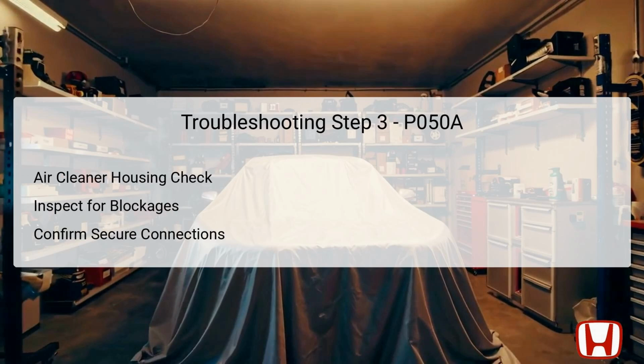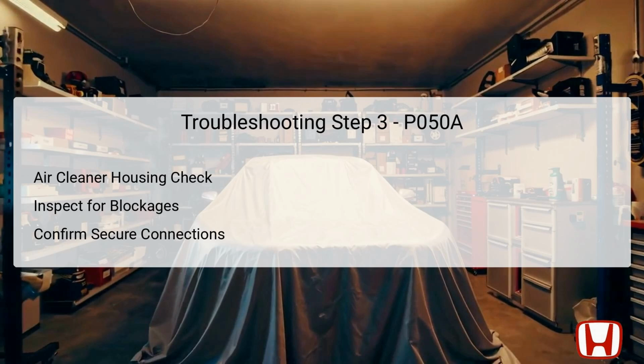Step 3 involves inspecting the air cleaner housing for any poor connections or blockages. The air cleaner housing works in tandem with the intake air duct, ensuring that clean air is supplied to the engine for efficient operation. Check thoroughly for any signs of damage or obstruction that could affect airflow.